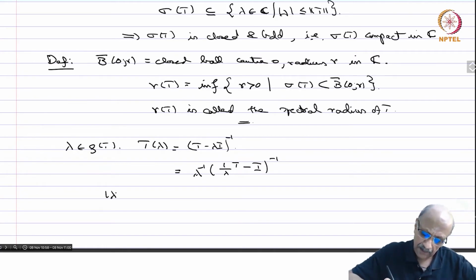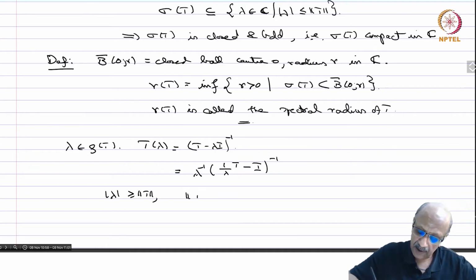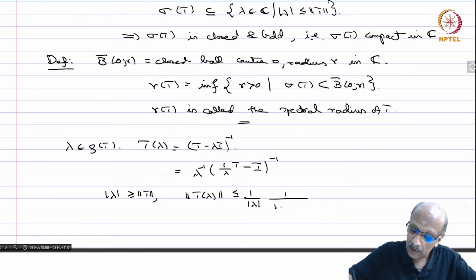So if mod lambda is greater or equal to norm T, you have norm T_lambda is less than or equal to 1 by mod lambda, and then this mod lambda is less than norm T, so this norm of T by lambda is less than 1, and you know you can estimate the inverse, we have already done that, that's 1 by 1 minus norm T by lambda.